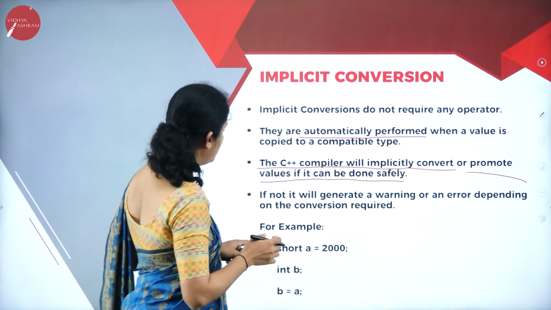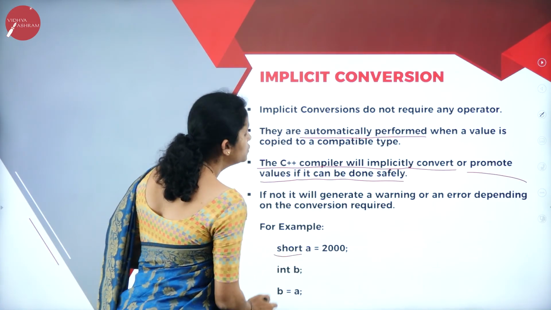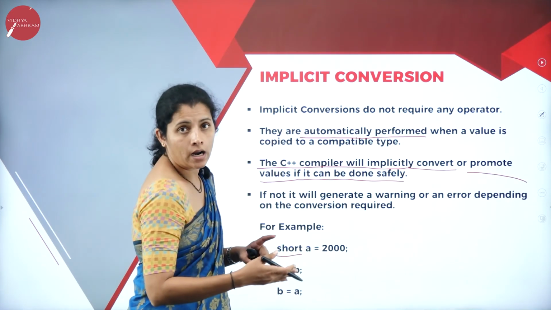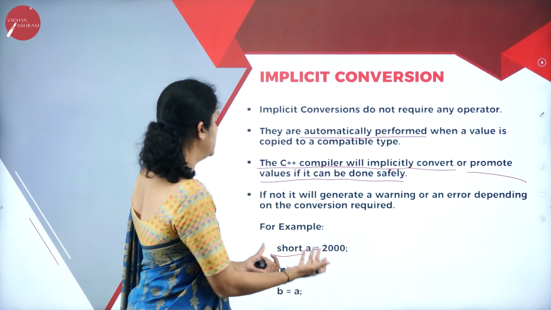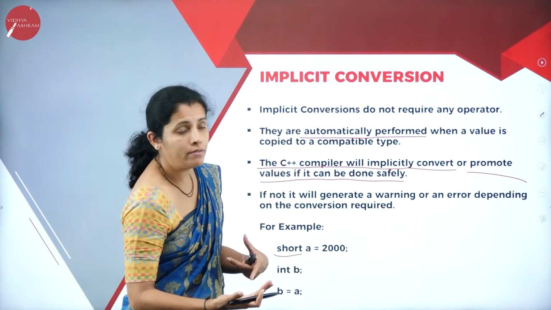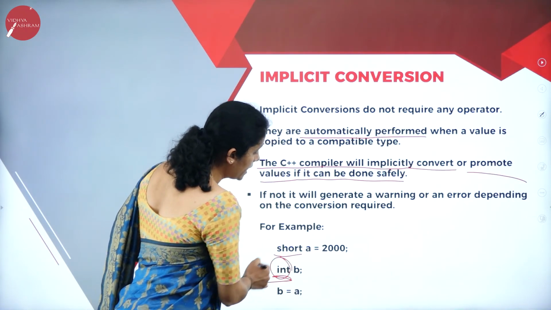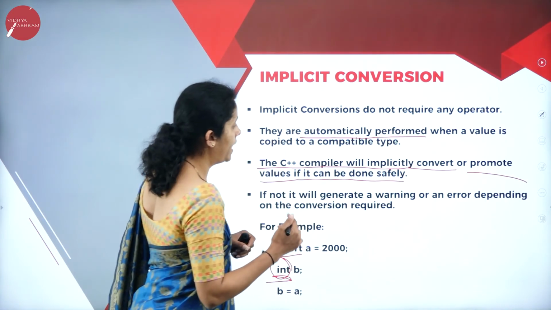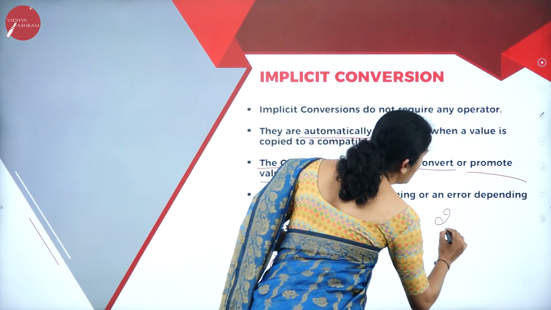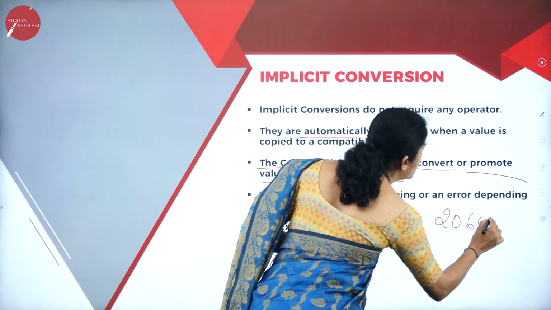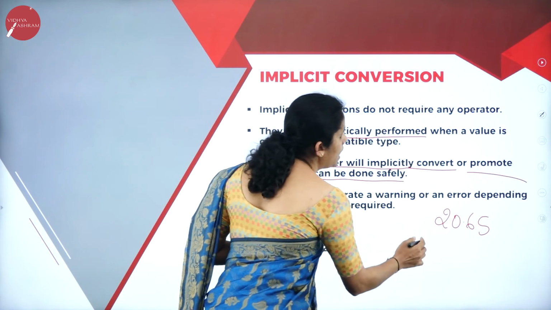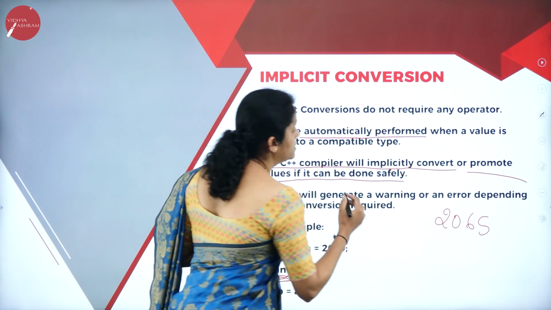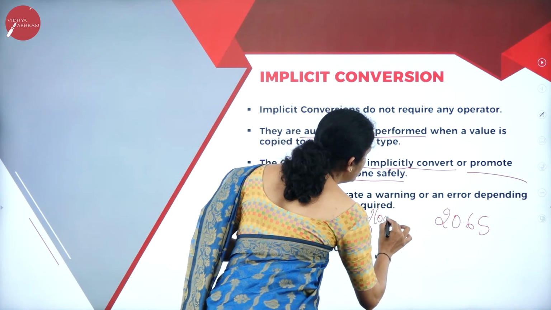Now consider the example here. So I'm going to have short A, and what is the value I'm going to have? That is 2000. And if I convert that into integer, then how can I convert? For that, I'm going to have the data type integer, define the variable and assign the value. Consider the example here. I'm going to have the value 20.65. Now, I want to convert this value to integer.